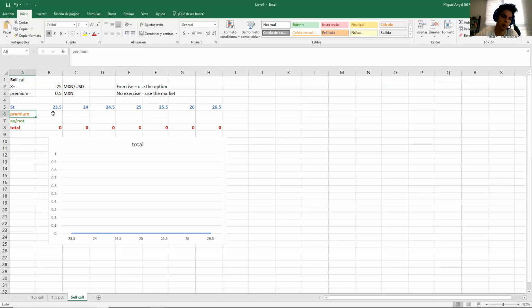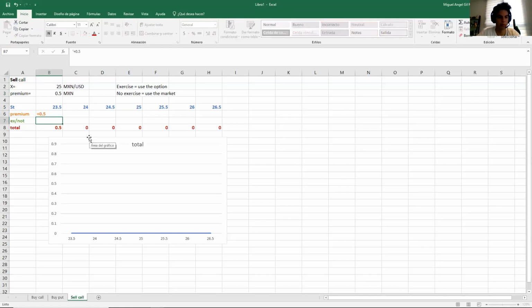Then we need to account for the premium, and here's when it gets a bit different. If we sell something, do we receive payment or do we need to pay? Well, usually we receive the payment, right? So that's what's going to happen in here. If we are selling the call, the premium is for us. So the premium is going to be accounted as plus 0.5.